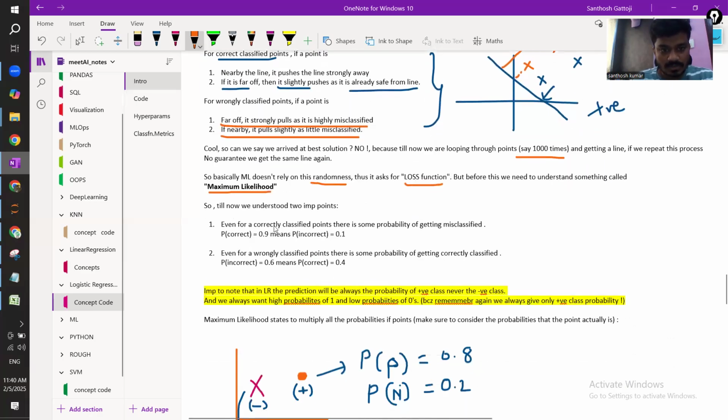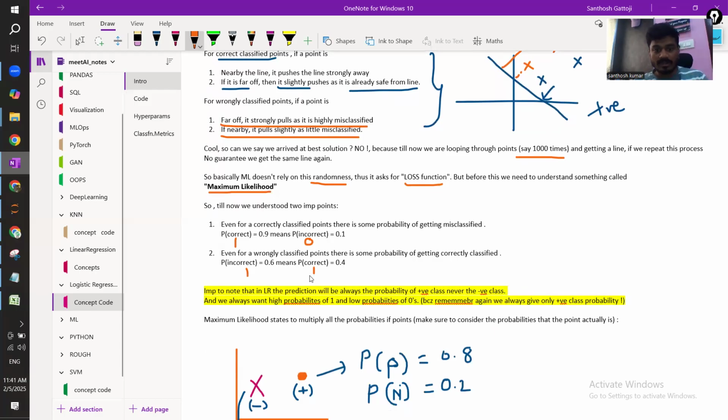So till now, what we understood. See, these 4 points are important. Even for correctly classified points, there is some probability of getting misclassified. This you understood. That means the probability of getting into class one, if it is 0.9, the probability of falling into zero will be 0.1. Similarly, if the probability is 0.6 for class 1, the remaining will be 0.4.